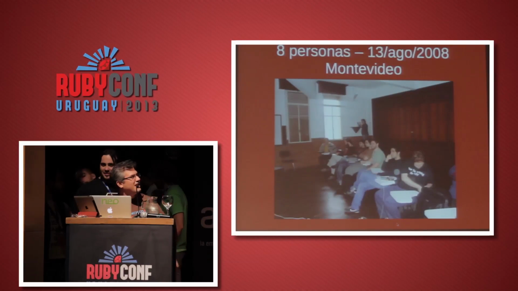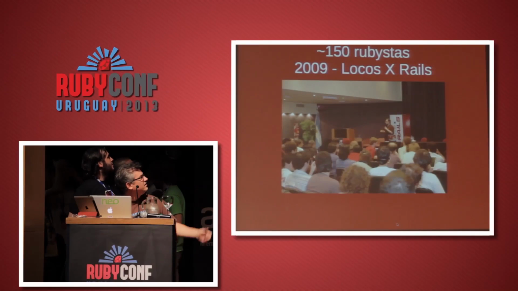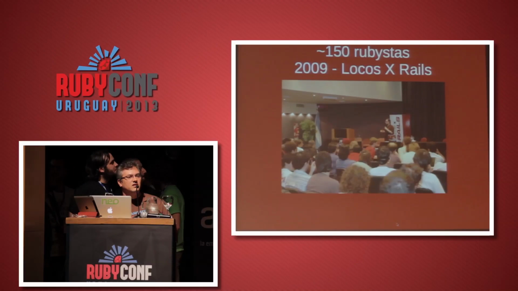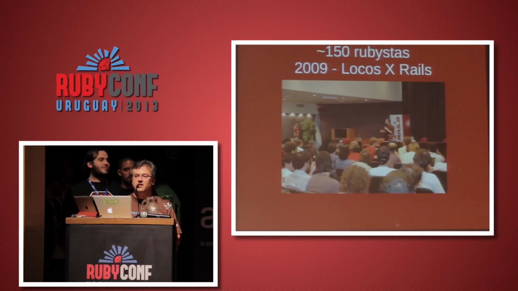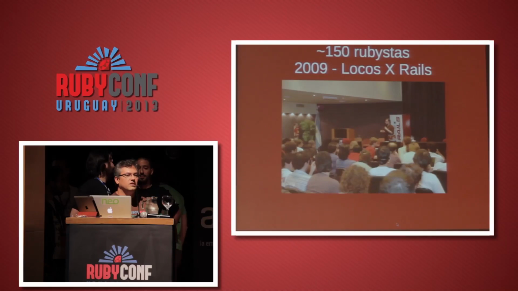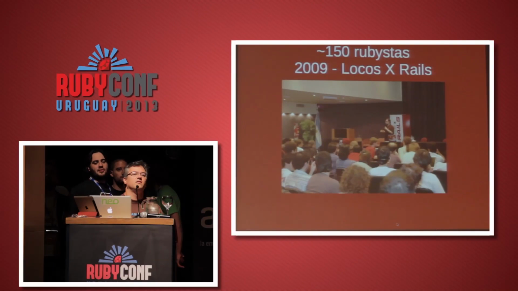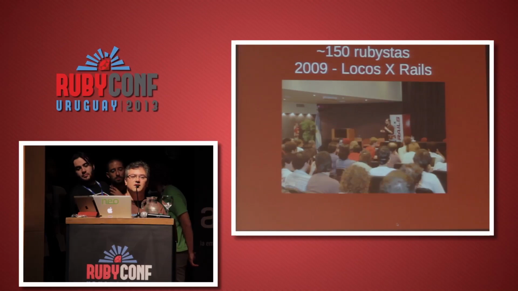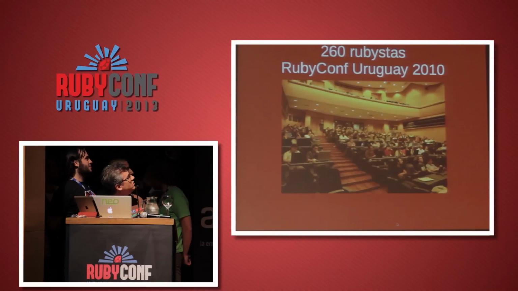But that was 2008, and there were only 8 of us. We had a great audience there, but fortunately in 2009, some people, including Norman Clark and Adrián Muñoz, who are with us today, organized Locos por Rails, Mad for Rails, which was quite an international event, which was quite successful. There were 19 people from Uruguay to that conference with 150 people, with quite an important turnout.